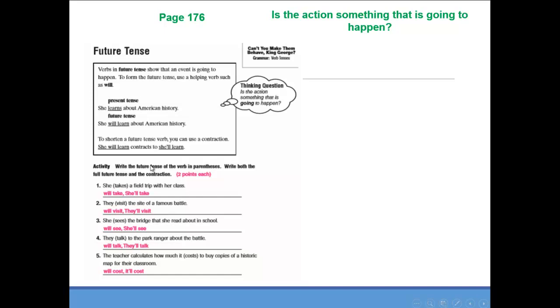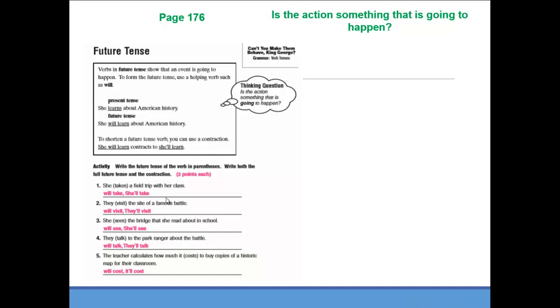To shorten a future tense verb, you can use a contraction to make it small. Instead of writing she will learn, you can contract it to she'll learn. You cross out the helping verb will and you add apostrophe double L to the pronoun. Great. Now let's answer the activity.